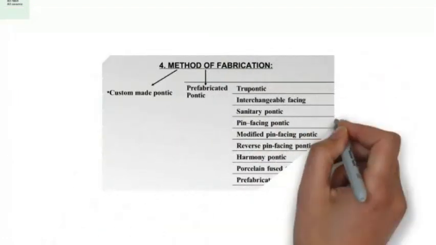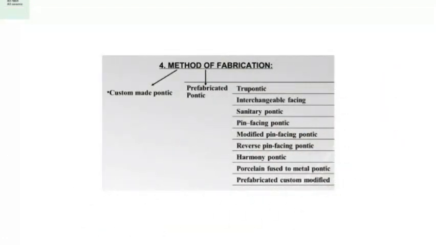Based on method of fabrication, it is classified into custom-made Pontic and prefabricated Pontic. Prefabricated Pontic: true Pontic, interchangeable facing, sanitary Pontic, pin facing Pontic, modified pin facing Pontic, reverse pin facing Pontic, harmony Pontic, porcelain fused to metal Pontic, prefabricated custom modified.